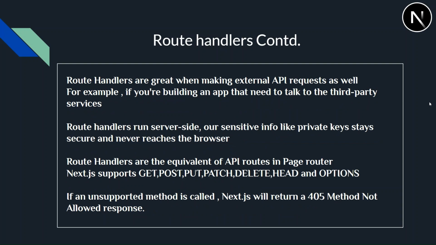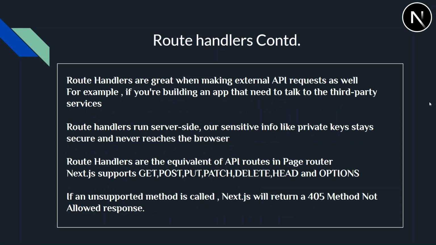Next.js supports GET, POST, PUT, PATCH, DELETE, HEAD and OPTIONS. These are the HTTP methods which are used when we are building an API for an application in Next.js. If an unsupported method is called, then Next.js will return a 405 Method Not Allowed response. So let's set up our first route handler.